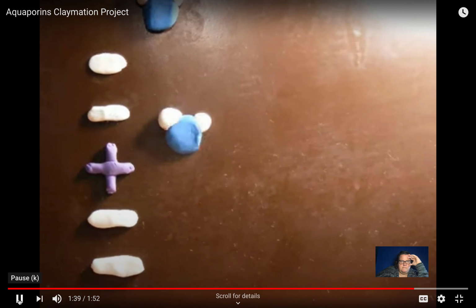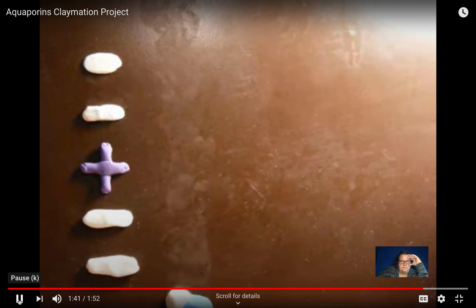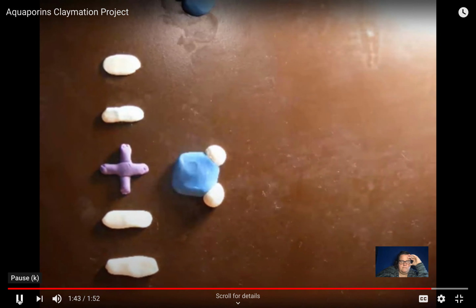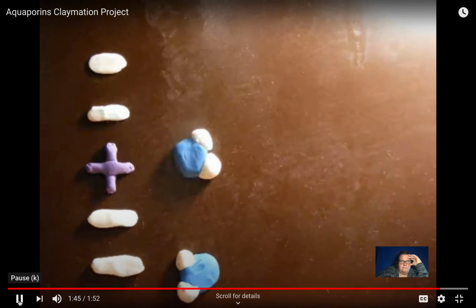In this animation, the white negative signs represent the negatively charged lining of an aquaporin channel, and the purple plus sign represents the positive charge. It's still high to low, so it does not require energy.